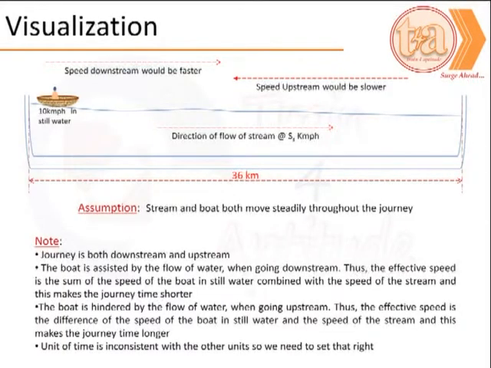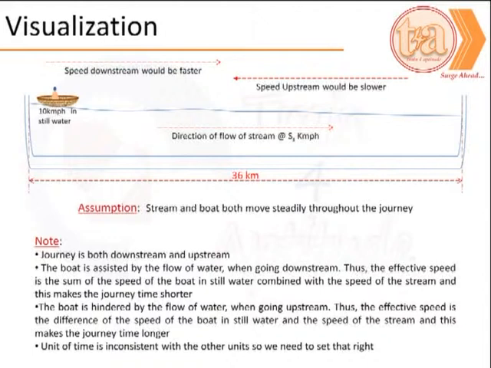Based on the problem, we could visualize the scenario as follows. The assumption here is that the stream and the boat move steadily throughout the journey. What we need to note here are the journeys both downstream and upstream. The boat is assisted by the flow while going downstream, and therefore the effective speed is the sum of the speed of the boat and the water, and this makes the time for journey shorter.